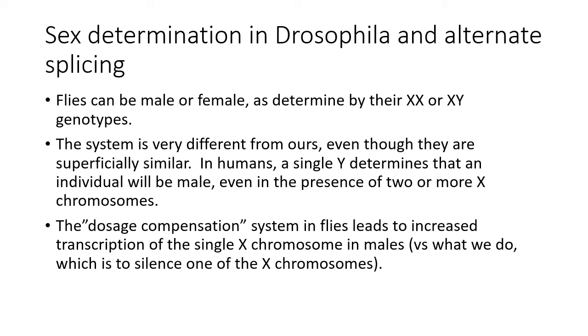Now, of course, in mammals, what we do is we inactivate one of the X's in all female cells. In Drosophila, it's totally different. What they do is increase the expression of the single X chromosome in males. So even at the level of the dosage compensation system, the two systems are really totally different from one another.